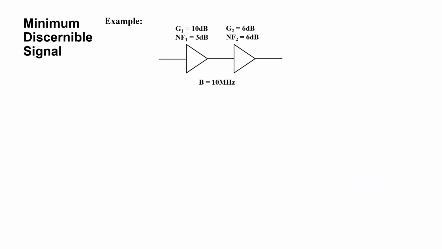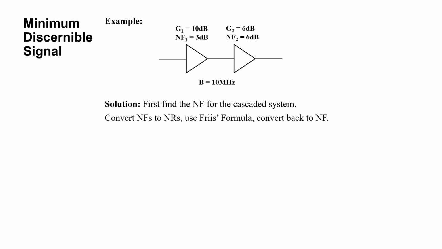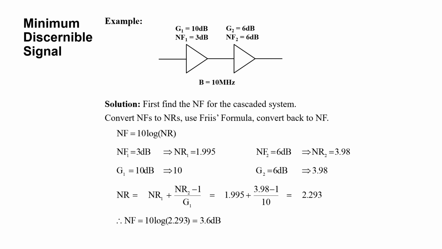Let's go to an example. Imagine we have a cascaded low noise amplifier and power amplifier system, in which the first amplifier has a gain of 10 dB and noise figure of 3 dB, and the second amplifier has a gain of 6 dB and noise figure of 6 dB. The bandwidth of this cascaded system is 10 megahertz. If we want to use the Friis formula, we cannot do the calculation in terms of noise figure, so we will first convert everything into noise ratio.